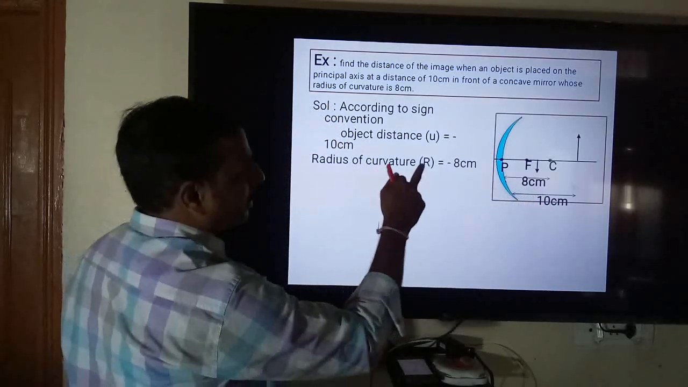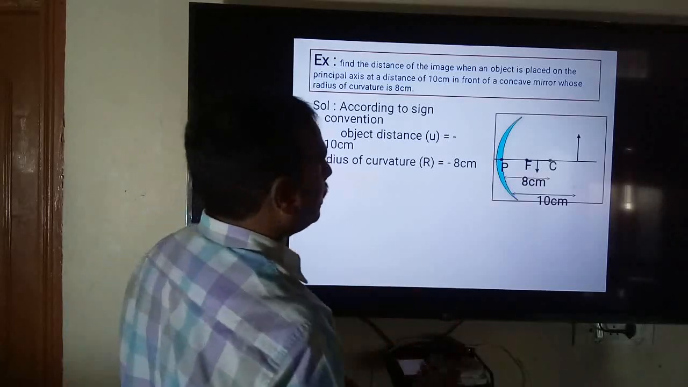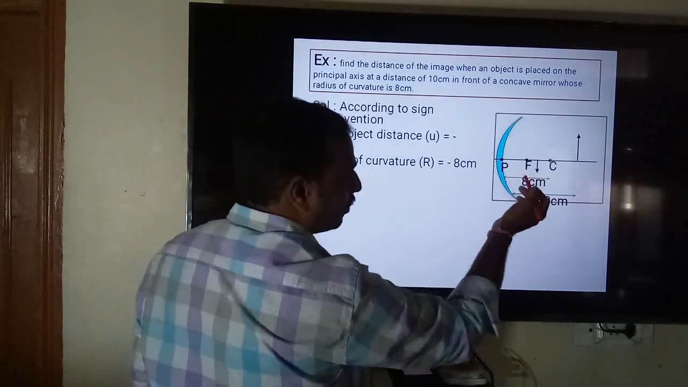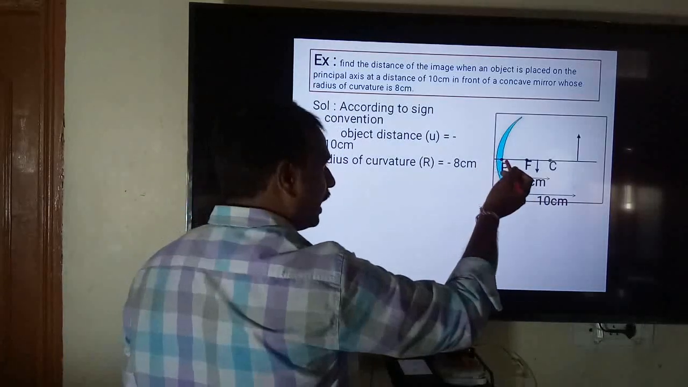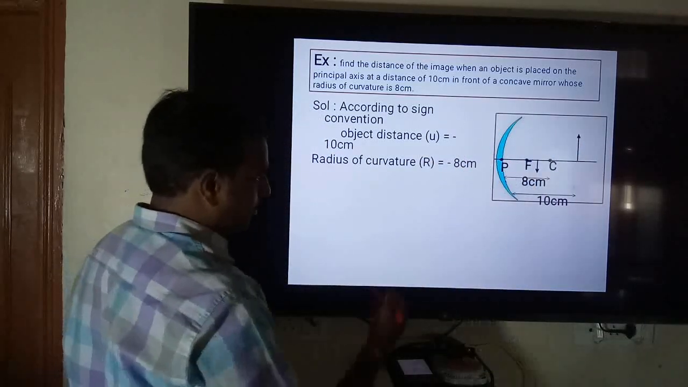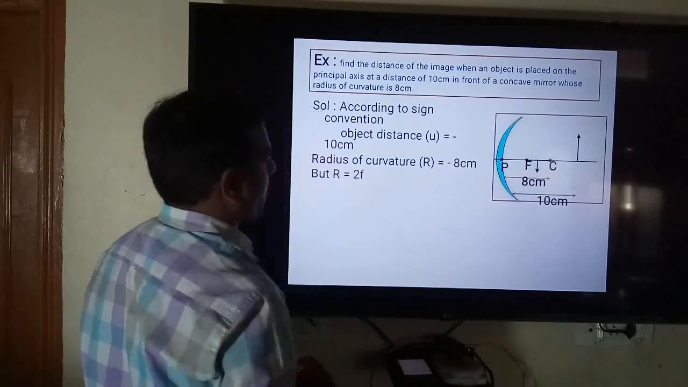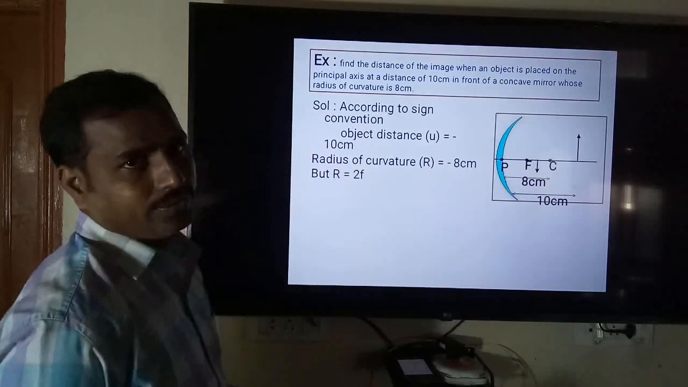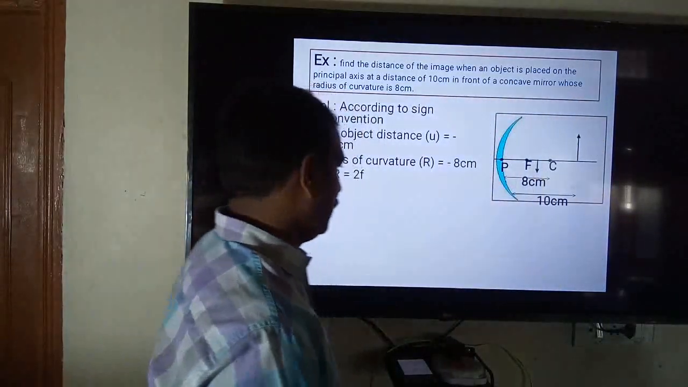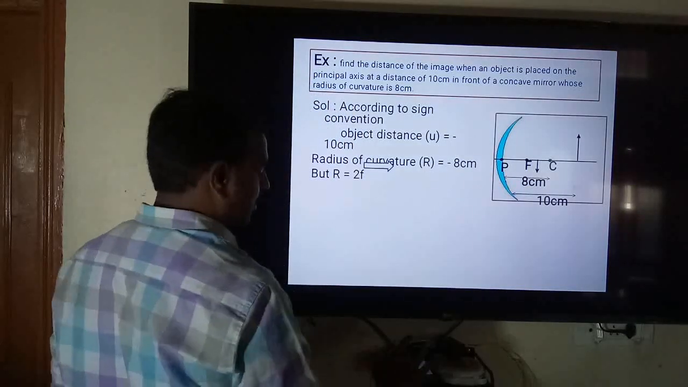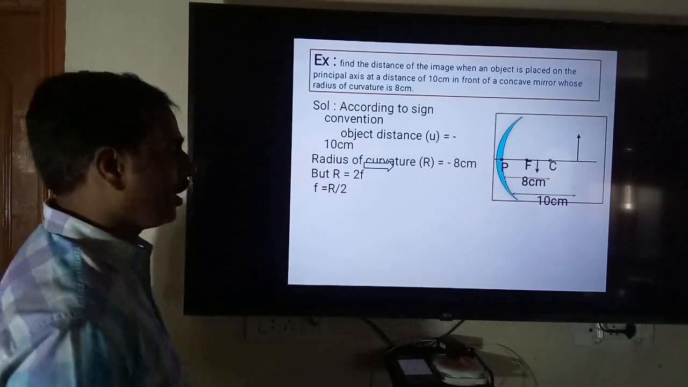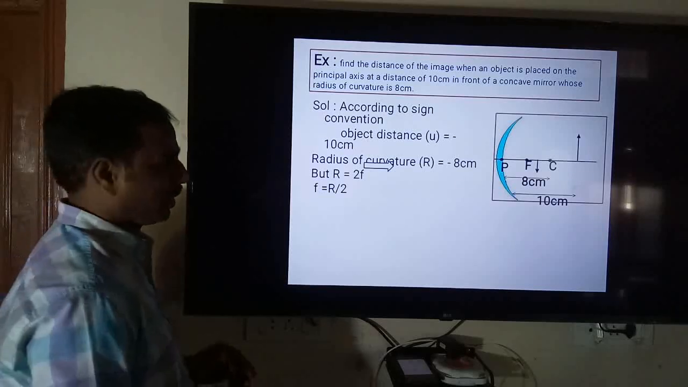Next, the radius of curvature R is equal to how much? 8 centimeters is given. For a mirror whose radius of curvature is 8 centimeters, it is actually minus 8, because we are measuring opposite to the incident ray, so we take it as negative. So minus 8 centimeters. But R is equal to 2F, we know very well. That is, the radius of curvature is twice the focal length. So F is equal to R by 2, which means half of the radius of curvature.